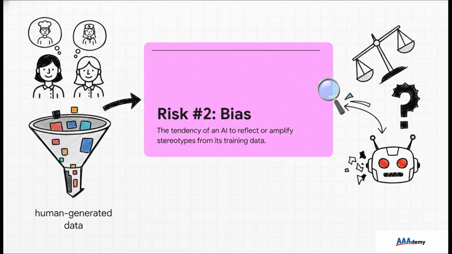Another huge risk is bias. These models learn from a snapshot of the internet, and let's be honest, the internet contains all of our existing societal biases. So if an AI is trained on text where doctors are usually called "he," it might just keep perpetuating that stereotype, and that can amplify some really harmful ideas.